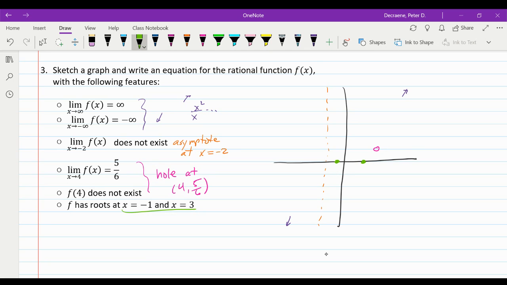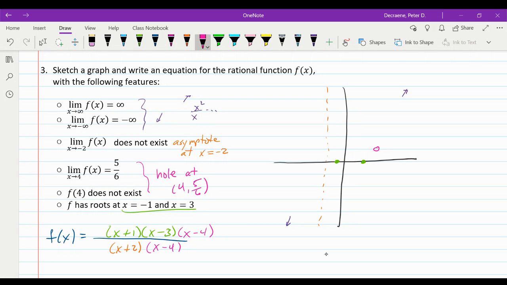Well, let's see, what do we have here? Let's start with this. If x equals -1, we can do x plus 1 and x minus 3 in the numerator. We'll call it f of x. If there's an asymptote at x equals -2, then I know x plus 2 is in the denominator. And what else do I know? I know there's a hole at x equals 4, so I've got an x minus 4 in the numerator and an x minus 4 in the denominator.